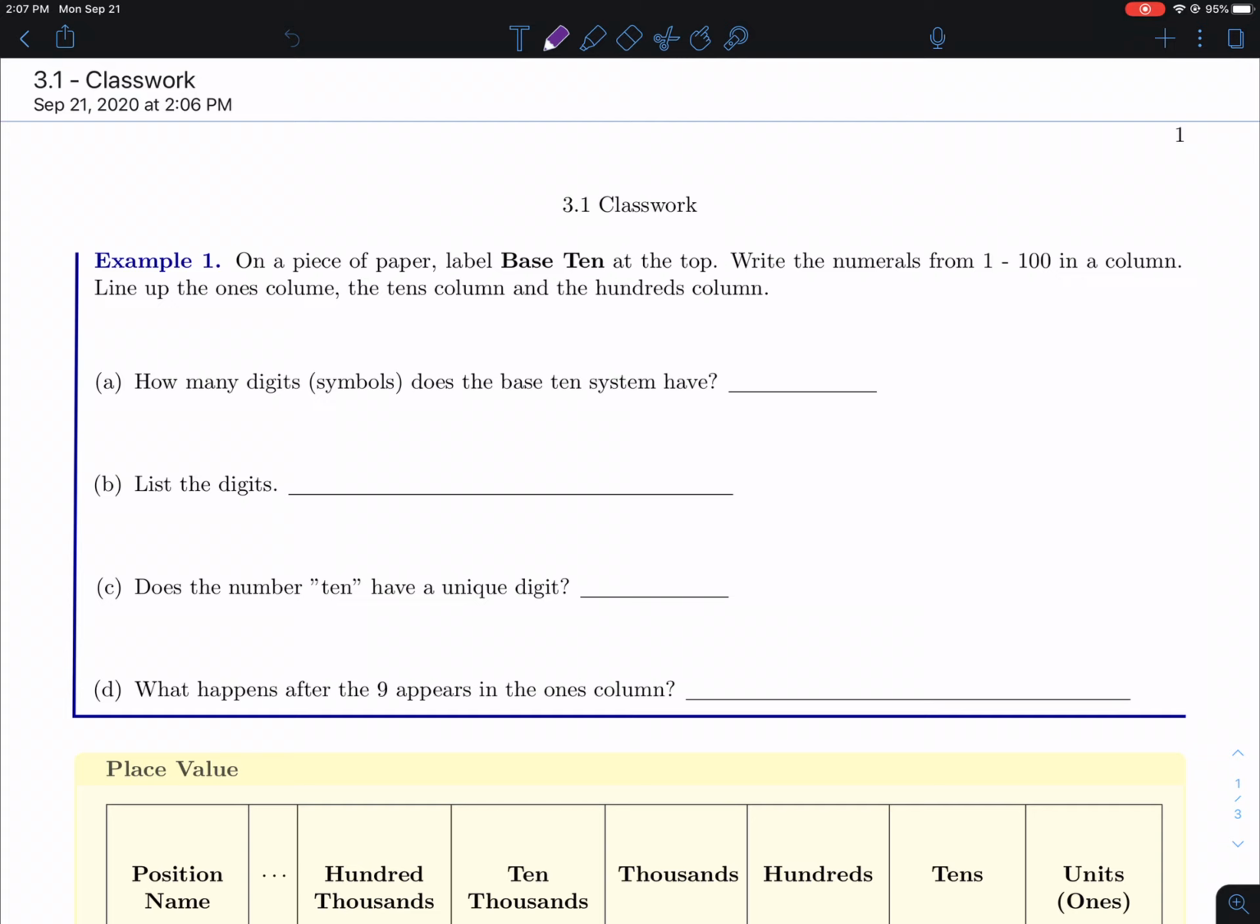To start off with, for example 1, what I want you to do is take a piece of paper and label base 10 at the top and write the numbers 1 to 100 in a column. Make sure you line up the columns so that when you write them, you're looking at 1, 2, 3, 4, 5, 6, 7, 8, 9, 10. Notice how the ones position and the tens position are lined up. Go through and do that, and when you're done, come back and we'll go through these questions together.